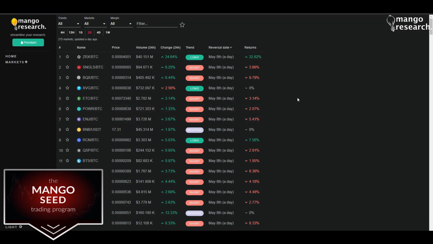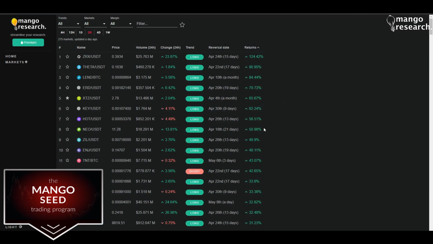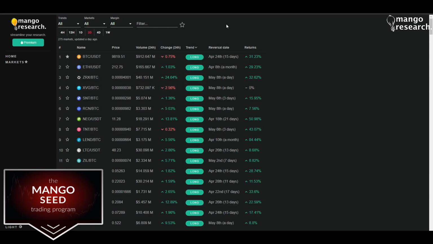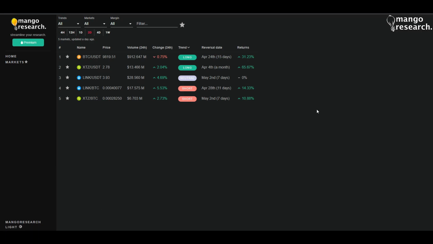So here we have the Mango Research dashboard. As you guys can see, we are on the 2-day time frame. Things are looking a little bit red, but that's only because of the way I've filtered things. You can filter it the way you want, right? You can see the red returns, the green returns, the trends that are long, the trends that are short, etc. But what I'm going to do now is switch on over to my favorites list so we get a good idea of the coins that I want to keep an eye on. As you can see, I am keeping an eye on XTZ, Link, and Bitcoin, right?